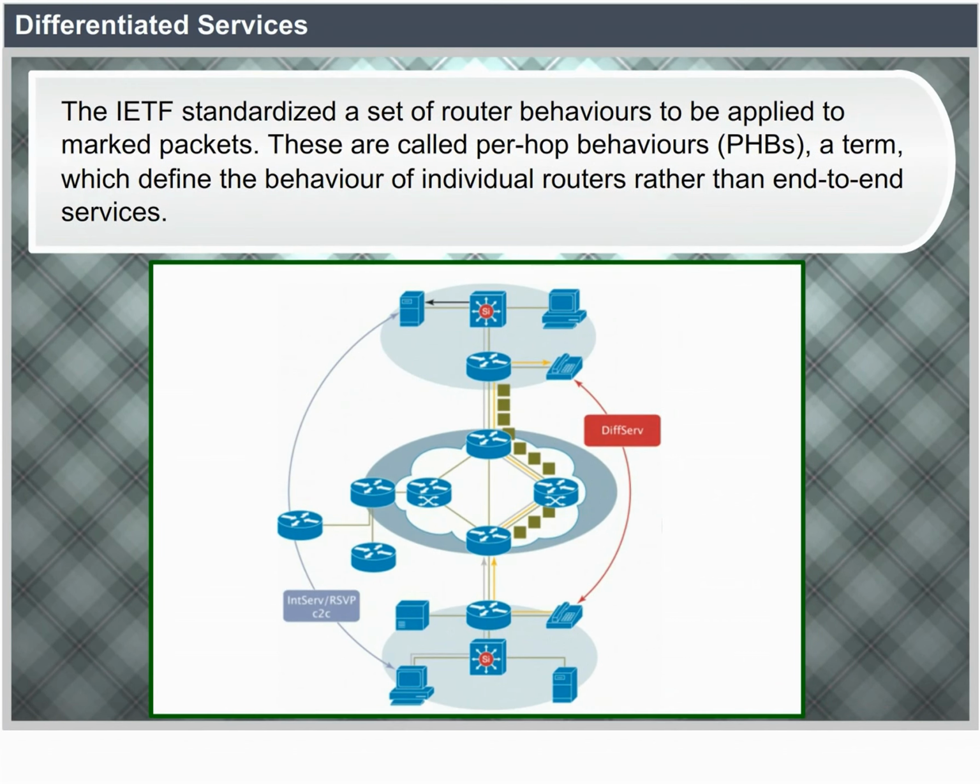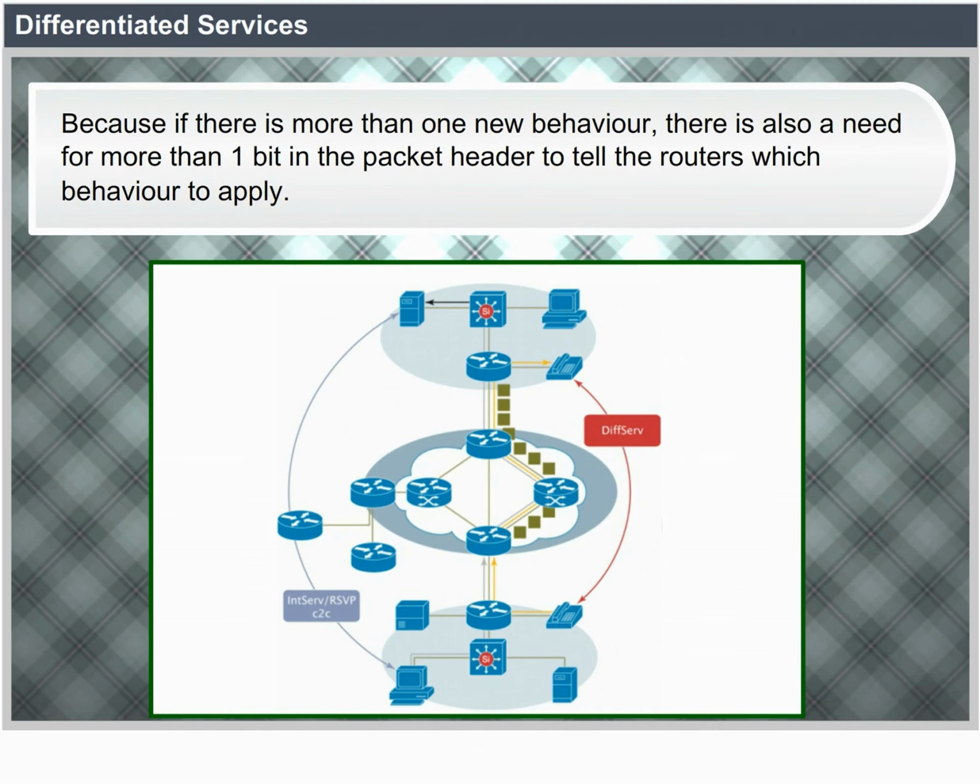The IETF standardized a set of router behaviors to be applied to marked packets. These are called per-hop behaviors, PHBs, a term that indicates that they define the behavior of individual routers rather than end-to-end services. Because there is more than one new behavior, there is also a need for more than one bit in the packet header to tell the routers which behavior to apply.